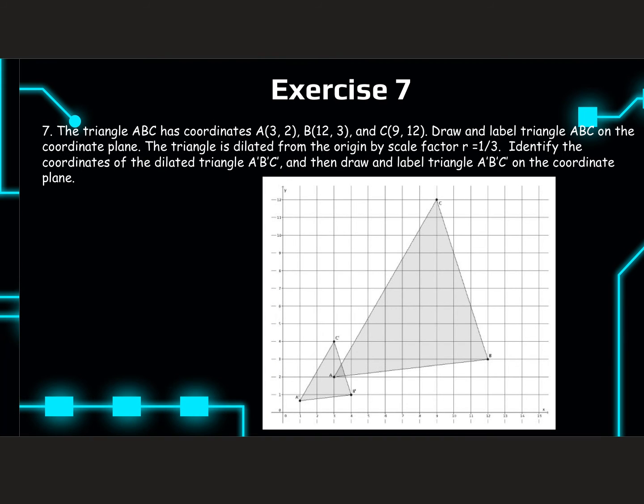So we have A prime. All right, so we're multiplying by a scale factor of a third. So 3 times 1/3 is going to give me 1, and 2 times 1/3 is going to give me 2/3. B prime, we have 12 times 1/3, which is going to give me 4, and 3 times 1/3, which is going to give me 1. And then C prime, 9 times 1/3 is going to be 3, and 12 times 1/3 is 4.